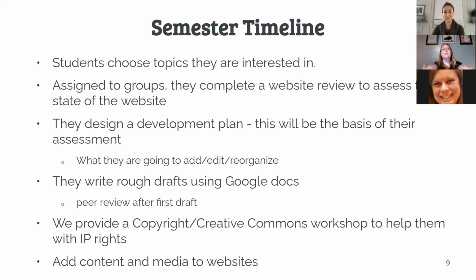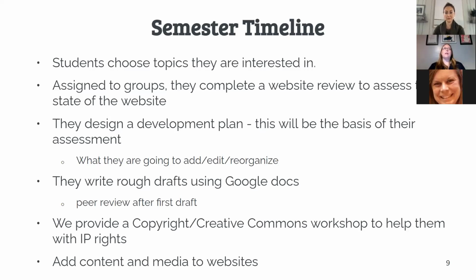They are responsible for taking a look at the website, reviewing it to see what the content is, where there needs to be new images, some editing, that kind of thing. And they design a development plan. And this is the basis of their assessment. Because every group has a different goal in mind, I can't have a rubric for all of them. It can't be standardized.